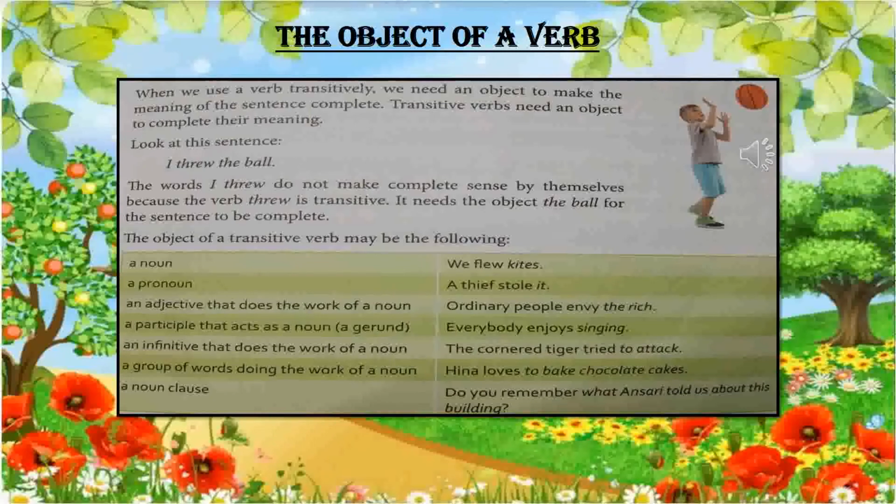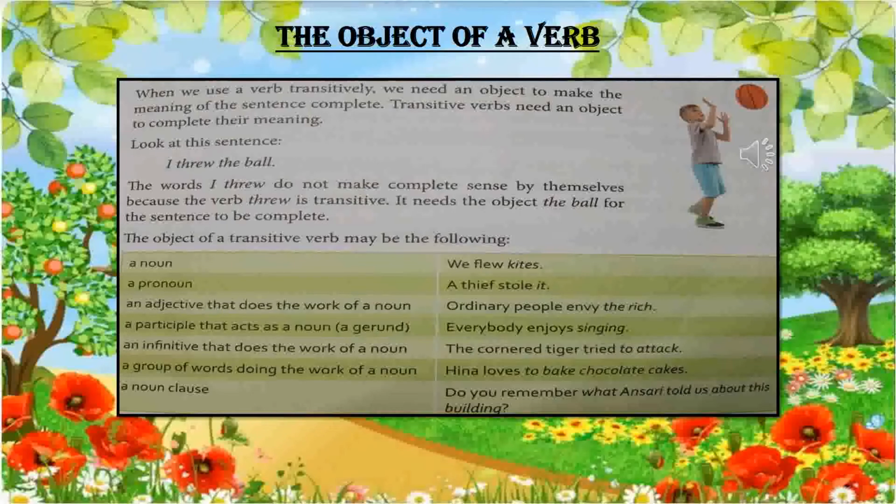Suppose we stop the sentence at I threw, it does not give a complete sense or complete meaning. If we simply write or speak I threw, it is not a complete one. So we need something to complete the sentence. So we have used an object here, the ball. Now the sentence is a complete one. I threw the ball.